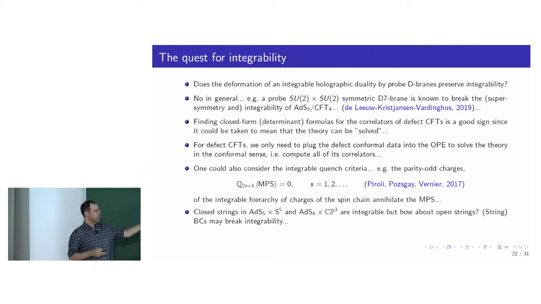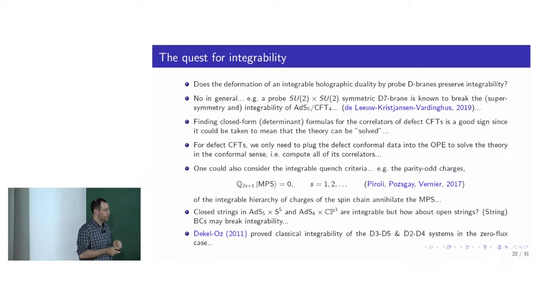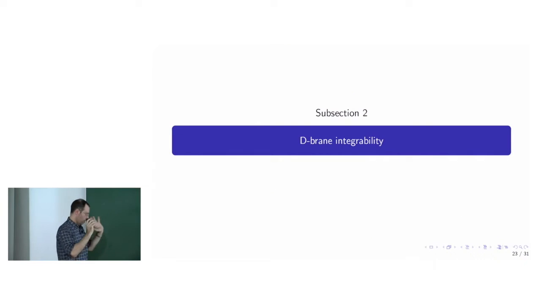And of course, as I said, closed strings we have just seen are integrable, and the question is what happens if we open the strings. I should probably highlight the work of Dekel and Oz, which proved the classical integrability of both of these systems, which is yet another indication that these systems are integrable, but for zero flux. And my work with Kostya is that we generalized this work to systems having non-zero flux on the D brane. And now this brings me to the topic of D brane integrability.